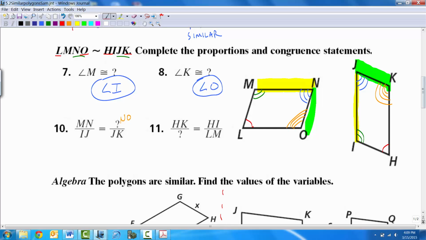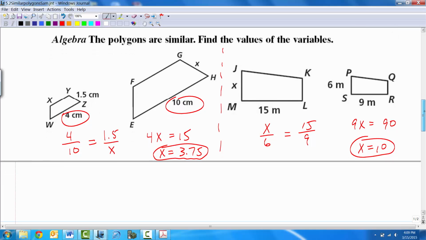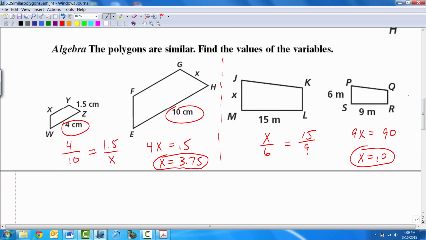Here you can see some of your answers. Use that if you were absent in order to figure out what you missed. So then they say they are similar. We'll just have to assume, as they look, that's how they're similar. Then this is where the proportions come in. 4 goes with 10, so 1.5 goes with x. So 4 over 10 equals 1.5 over x. Cross multiply and solve. So, real basic there.